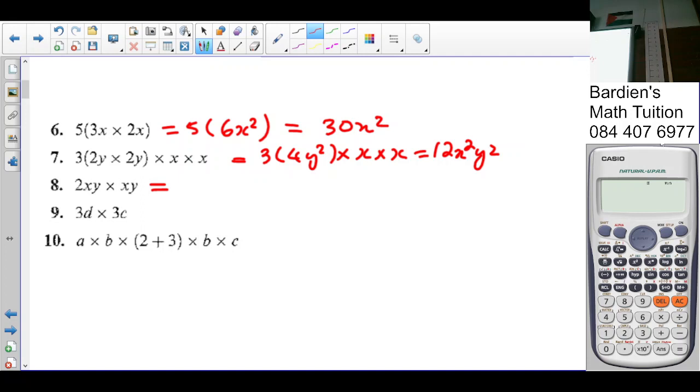2xy times xy is 2x squared y squared. Who got that wrong? Nobody. 3d times 3c is 9cd. Who got that right? So you said 9dc. Okay? But write in alphabetical order. But it's still correct.